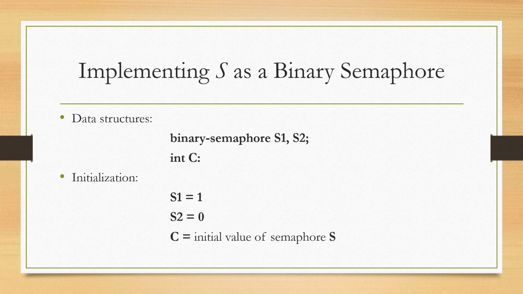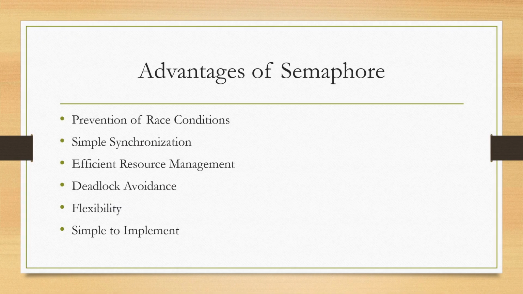This alternation between S1 and S2 ensures that the processes take turns accessing the critical section in a mutually exclusive manner, preventing race conditions. The use of a binary semaphore in this way effectively serializes the execution of multiple processes, ensuring safe resource access. Semaphores are widely used in concurrent programming due to their powerful synchronization capabilities. They offer several key advantages in managing access to shared resources and controlling process execution.